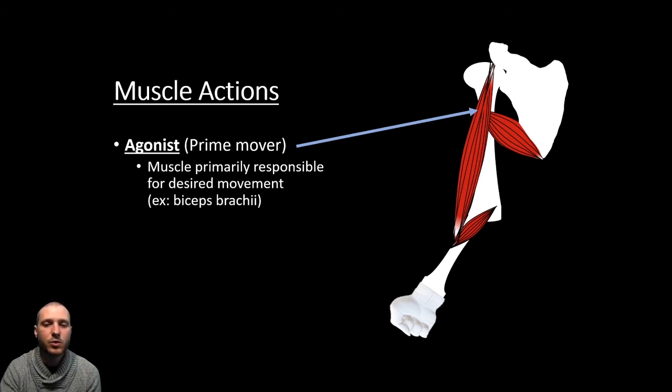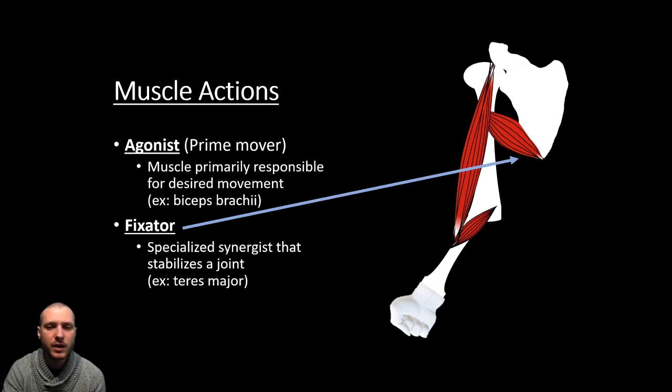Again, when we talk about muscle actions, we're going to classify the different types of muscles depending on what they're doing to the joint when they're contracting. If you remember, an agonist is also known as a prime mover. An agonist is the muscle that's primarily responsible for performing the desired movement. Here in this simplified diagram, we have biceps brachii going from the supraglenoid tubercle down to the radial tuberosity. This is the prime mover of elbow flexion, because it's the largest muscle, so it's responsible for the majority of the power associated with that movement.